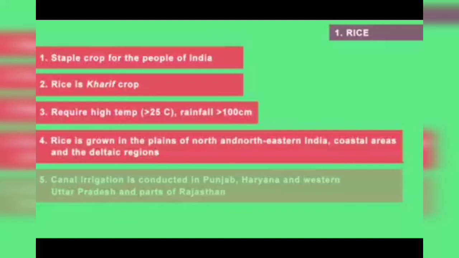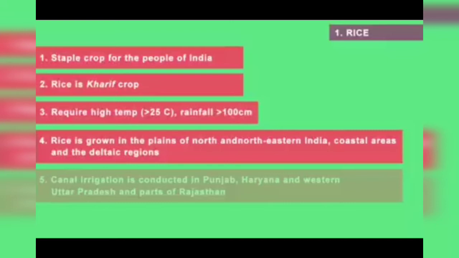So rice is grown usually in the plains of north and northeastern India, and also places near the coastal areas and the deltaic regions. Because you see, you need a lot of water to grow rice. So coastal areas and deltas are perfect places to get some water from. And the northeastern side receives heavy rainfall. And the northern parts of Punjab and Uttar Pradesh get water from irrigation facilities, like drawing water from the reservoirs and dams.